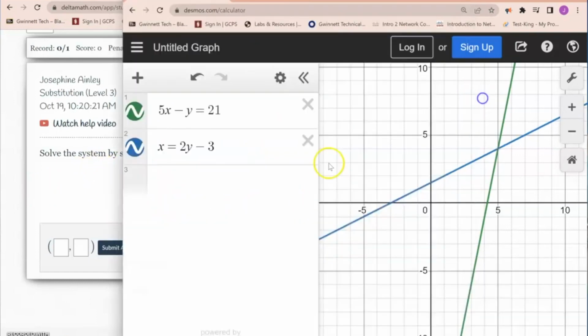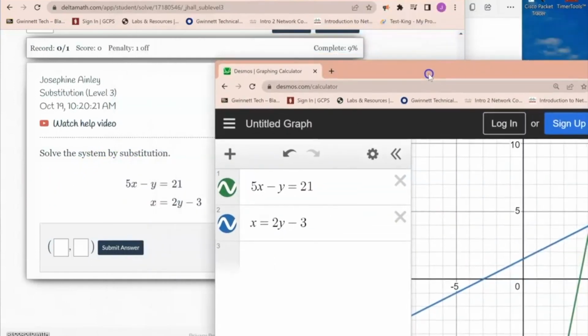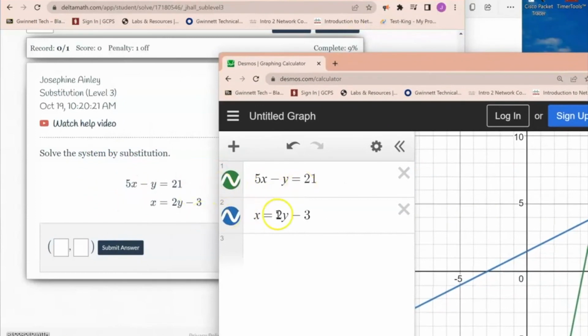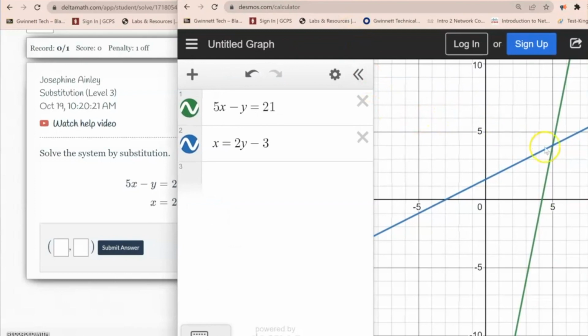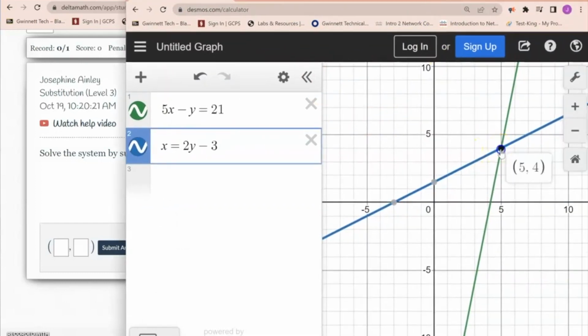Once you're sure you have copied it correctly, compare your two equations and make sure that they're exactly the same. The solution is always going to be the intersection. So you can literally just click on it on Desmos and it'll tell you what it is. So my solution is 5, 4.